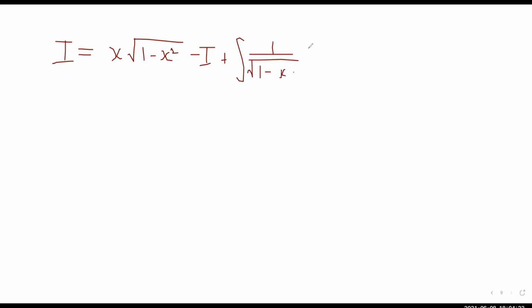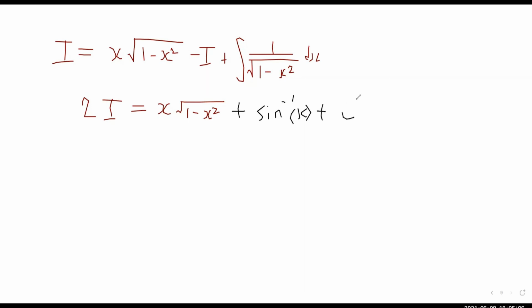So now what we need to do is bring all of the I's on one side. Bring over this minus I over here to make it become 2I. So 2I is going to be equal to x times the square root of 1 minus x squared. And then we have to recognize that the integral of 1 over the square root of 1 minus x squared is sine inverse of x. And once you integrate, you're supposed to add your constant, plus c.